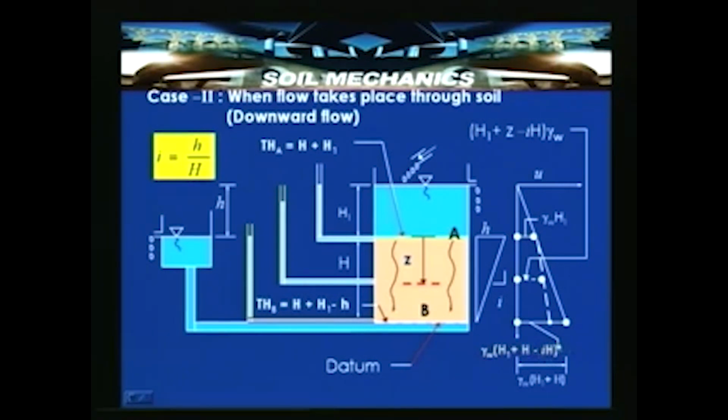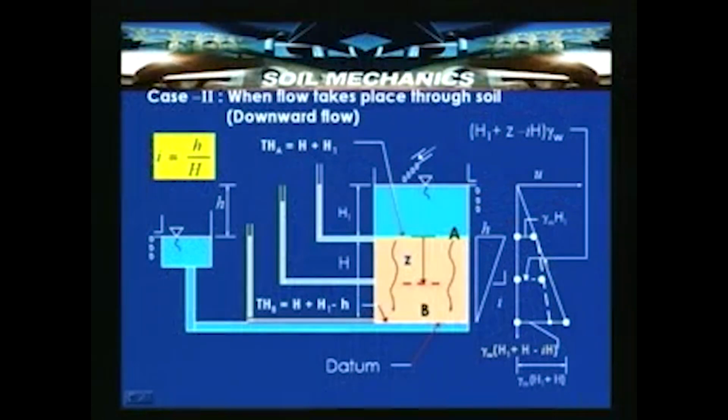So, this is the I, the hydraulic gradient, which is written as i equal to H by small h. Previously we were writing H1 plus capital H1 plus capital H minus small h. The small h is now written in terms of hydraulic gradient times thickness of the soil specimen. So, if no flow takes place, the ordinate we are seeing is gamma w into H1 plus H.